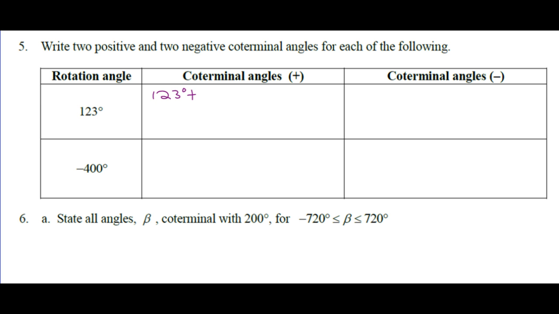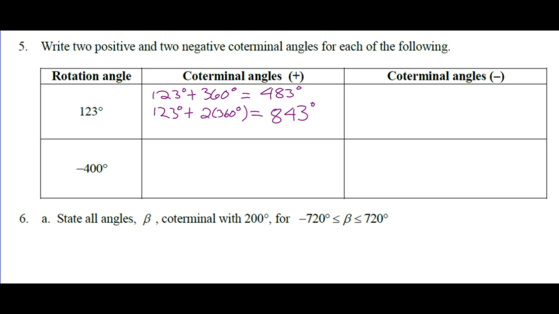Plus how much? Plus 360 degrees. What's that going to give us? 483 degrees. And we're going to do what next? We're going to do 123 degrees plus 2 times 360 degrees, which is, like, 843.